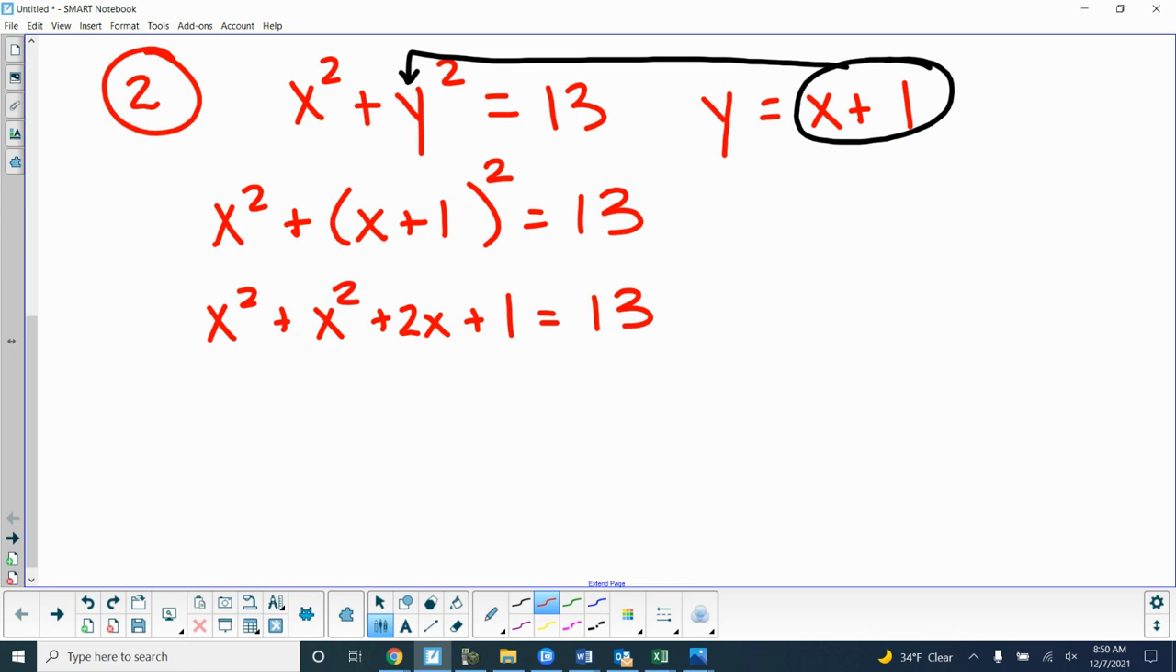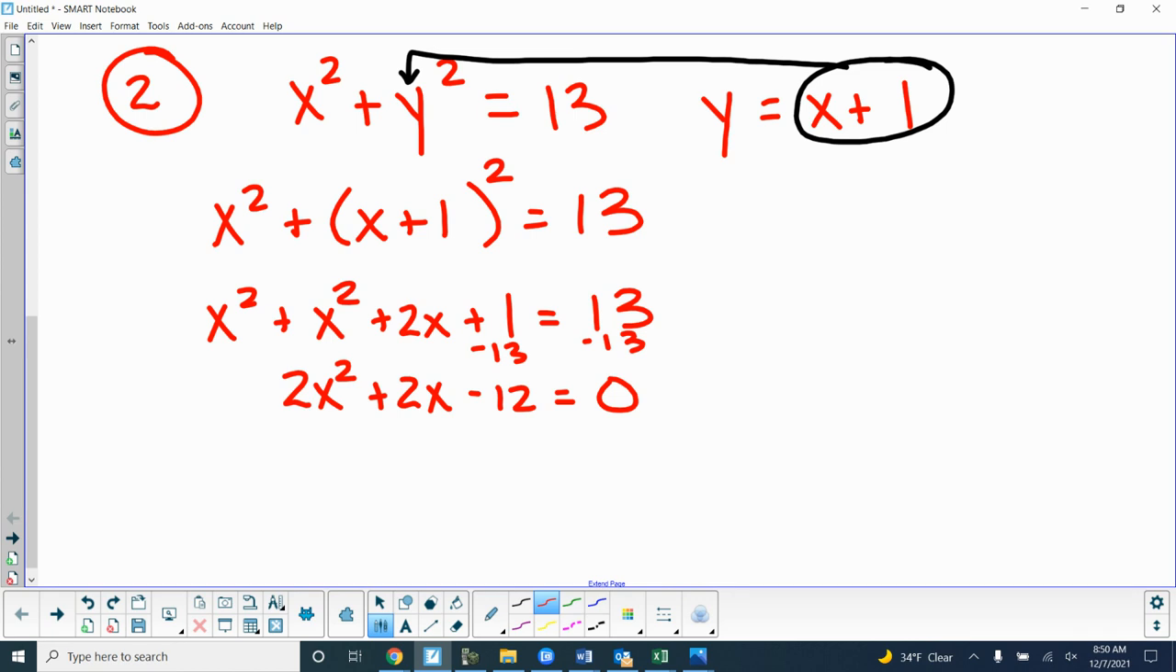Now, we're going to simplify this and set it equal to 0 so we can solve for x. All right, so what we have now is a quadratic equation that we have to solve. Okay, so the 2x squareds give me 2x squared. I just have the 2x. And when I subtract the 13, I get negative 12 to set it equal to 0. And then you can use the quadratic formula, or you can try to factor it. Okay? Either way will give you the same answer.